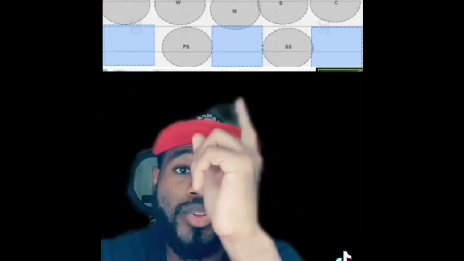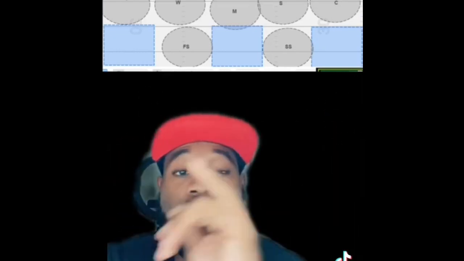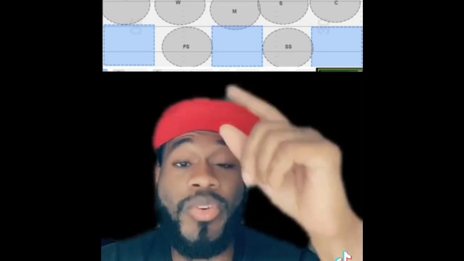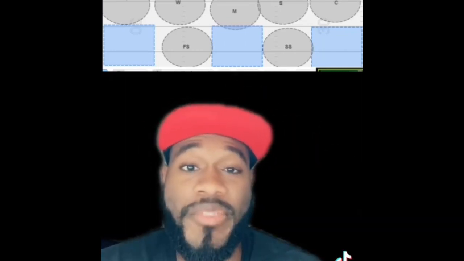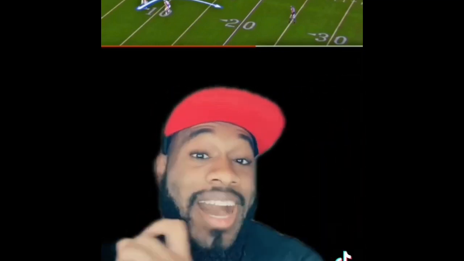One of the weaknesses in a traditional cover 2, as you can see here, is where the blue spots are at. The areas on the outside of the safeties and behind the corners are weaknesses. It's also weak in the middle. That's why seam routes by tight ends are very effective against the cover 2. In order for cover 2 to be effective, you need your 2 corners to play outside leverage and funnel everything in the middle towards the safeties.